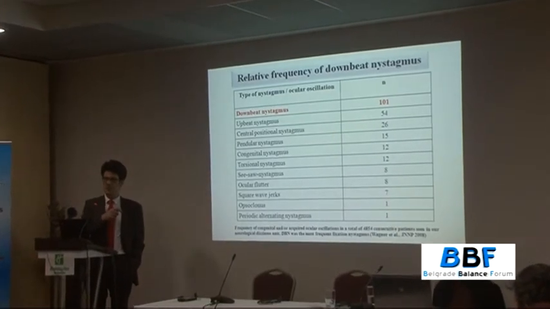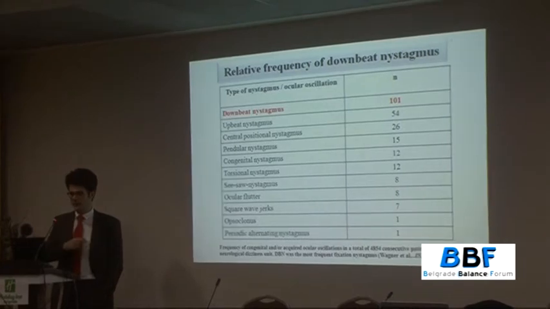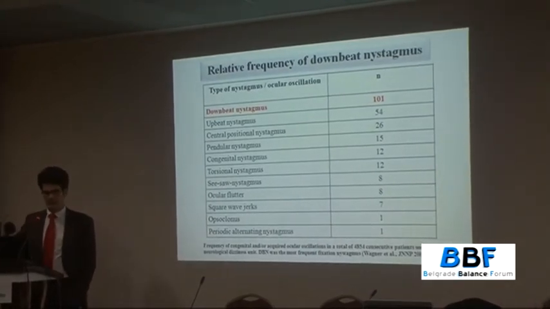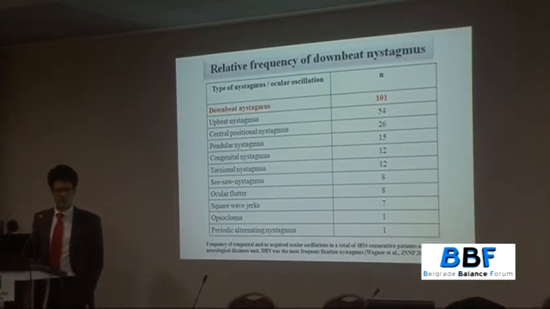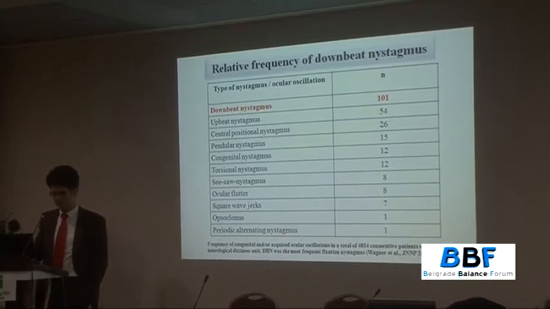So we care about downbeat nystagmus because it's so frequent. And it's even more frequent in the elderly. It's frequent in people with some neurodegenerative disorders. So you should know what to do in this case.